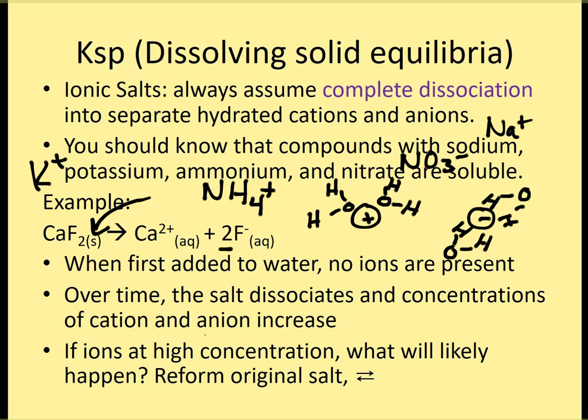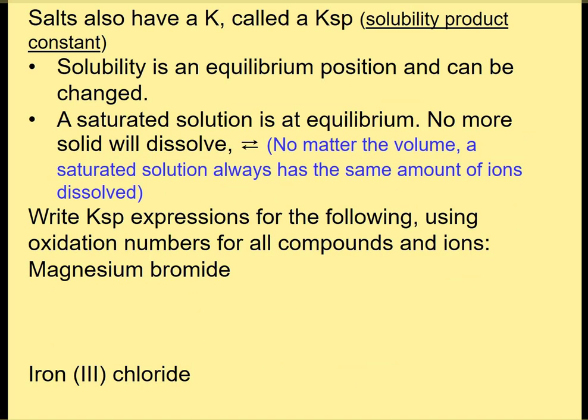Now, when you first put it into water, not much happens, but over time it will come to equilibrium. When that happens, I can draw an arrow going backwards. So that means that the rate of the calcium fluoride dissolving will be equal to the rate of the calcium fluoride going back and forming a solid, or recrystallization. When we write an equilibrium constant expression, we have an equilibrium constant, and it's called the KSP, or the solubility product constant. And this solubility, it is an equilibrium position and it can be changed.